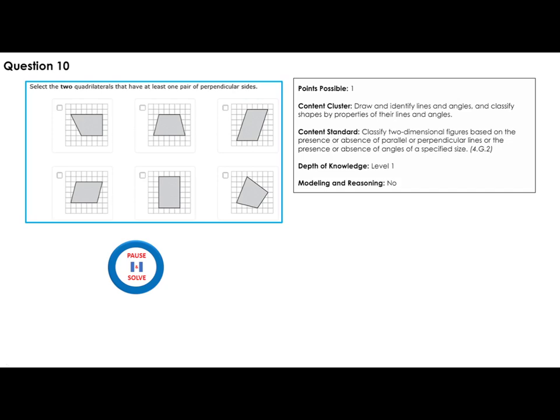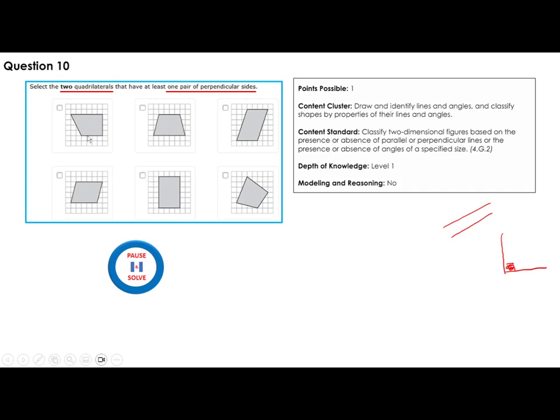Select the two quadrilaterals that have at least one pair of perpendicular sides. You have to remember what perpendicular sides are and what parallel sides are. Parallel sides are like this. They don't meet. Perpendicular sides mean they meet at a 90 degree angle. Okay? And here you have to be careful. You need to find two of them.